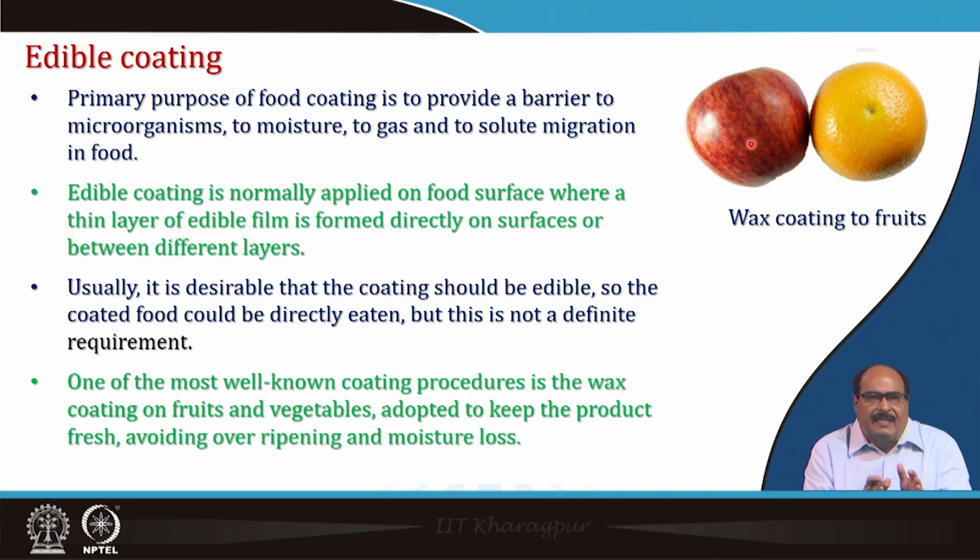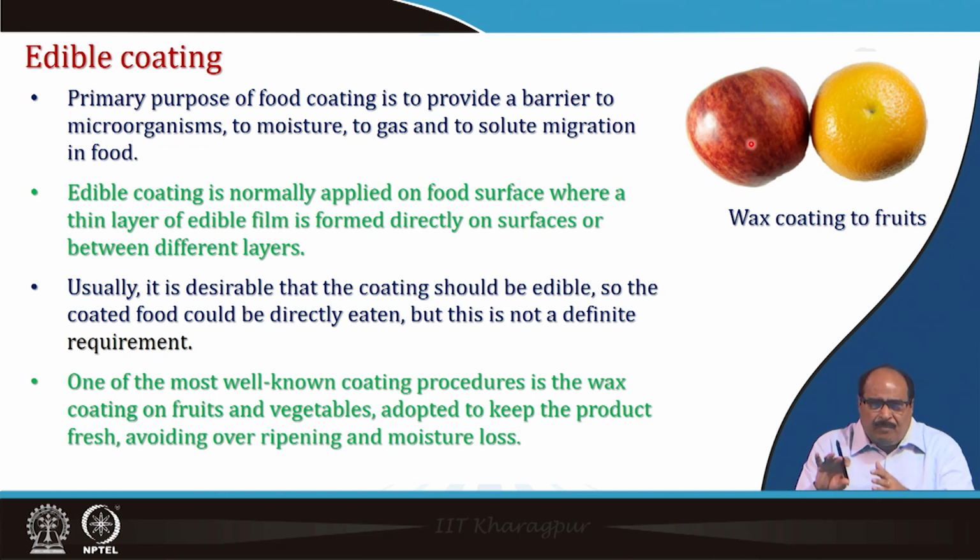between different layers, and usually it is desirable that the coating should be edible so that the coated food could be directly eaten, but this is not a definite requirement. Even some non-edible material like wax etc. are even now also used for application of coating on the fruit surfaces, but there were certain problems related to that which we will discuss a little later.